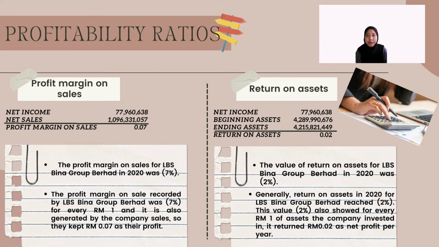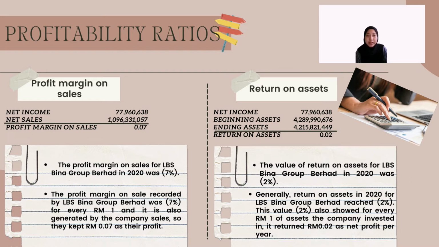Next, profitability ratios. The profit margin on sales for LBS Bina Group Berhad in 2020 was 0.07 or 7%. The profit margin on sales recorded by LBS Bina Group Berhad was 7% for every RM1 generated by the company's sales. So, they keep RM0.07 as their profit.